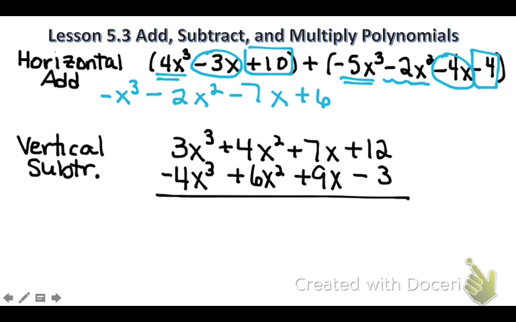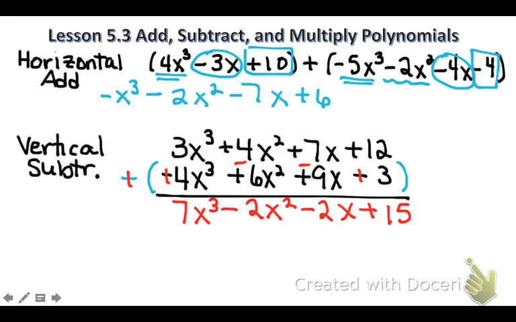Given the next two polynomials, you're asked to use the vertical method and subtract. So the second polynomial we put in parentheses with a subtraction sign on the outside, and then you either distribute that to each term, or you could think of it as add the opposite, opposite, opposite, opposite, and now we just add our terms down. So 7x cubed minus 2x squared minus 2x plus 15. It's written in descending order.